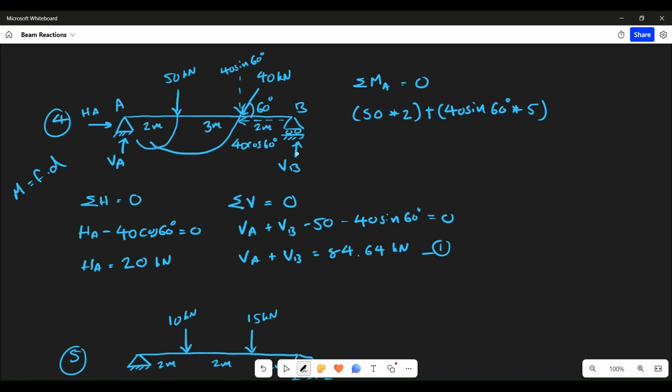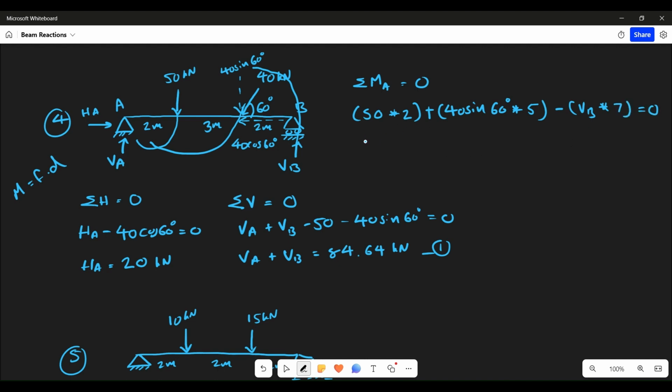Move ahead to VB. Now VB is going upwards. Let us take it to point A. If you take VB to point A, it will be anti-clockwise. So we will write minus here. Minus VB into distance from A, which is 2 plus 3 plus 2, that is 7, is equal to 0.